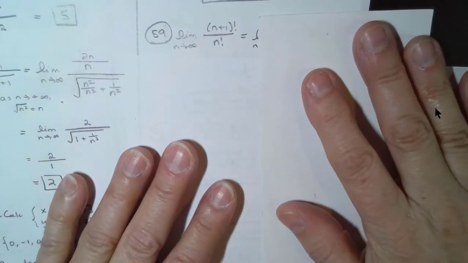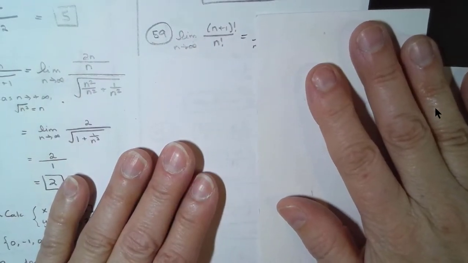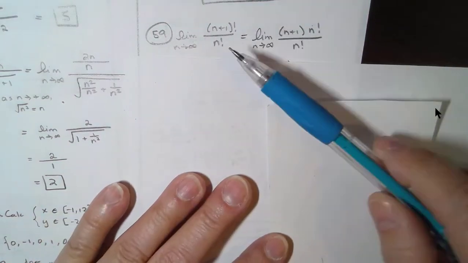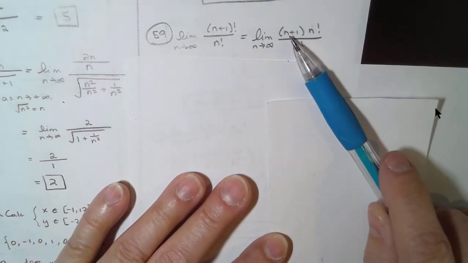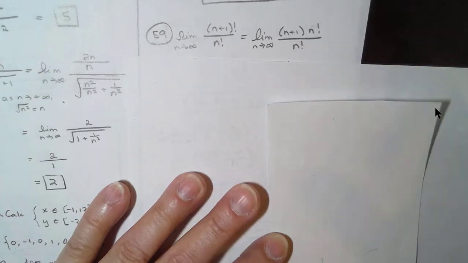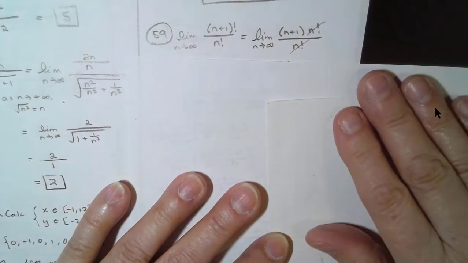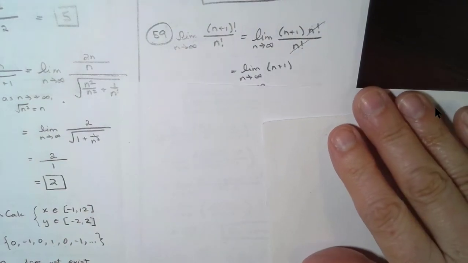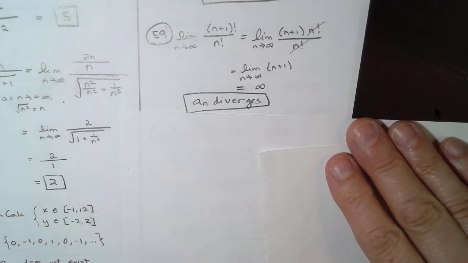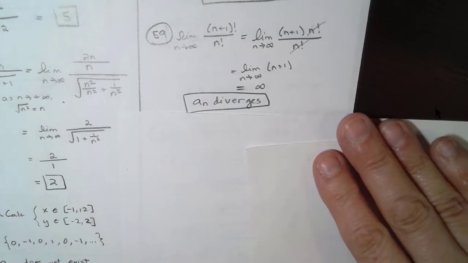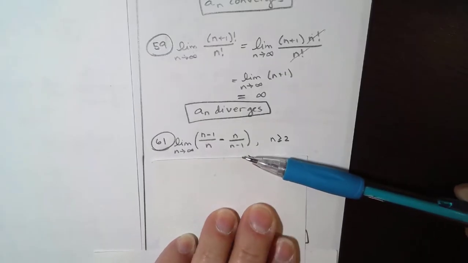Number 59, again, we've got to simplify our factorial. Notice that (n+1) factorial would be (n+1) times n factorial. Now that I have n factorial on the top and the bottom, I can cancel those factors, and I get the limit as n goes to infinity of n+1, which is infinity. So my sequence diverges.